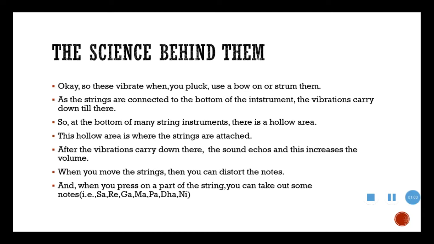The science behind them. So these vibrate when you pluck, use a bow on, or strum them. As the strings are connected to the bottom of the instrument, the vibrations carry down till there. So at the bottom of many string instruments, there is a hollow area. In the violin and in the sitar, most of the part is hollow. So this hollow area is where the strings are attached. And after the vibrations carry down there, the sound echoes, and this increases the volume.